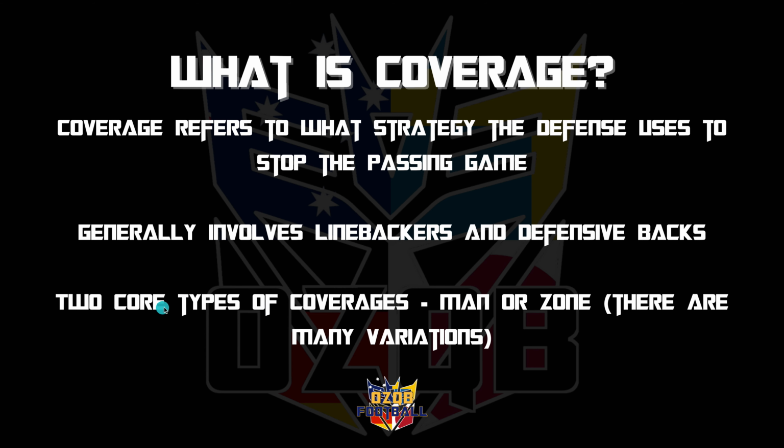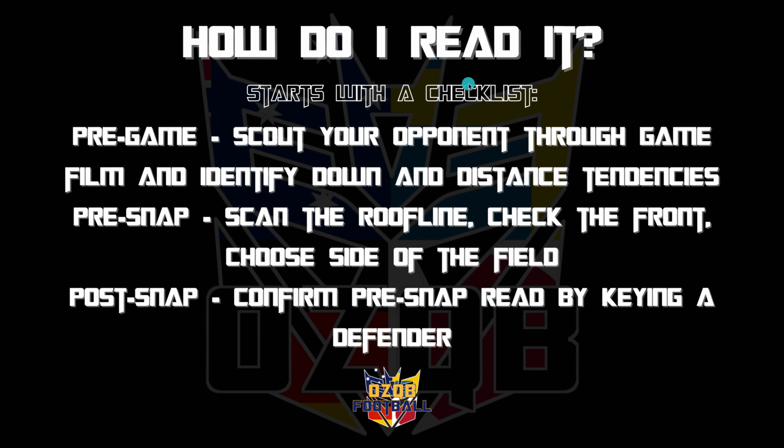Okay, there's obviously 2 core types of coverages: man or zone, and obviously in those 2 different categories, there's many variations. Okay, heaps of variations. We can't talk about them all today. It's impossible. All right. So, how do you read the defense? This is the checklist. So there's a pre-game, pre-snap, and post-snap thing you need to think about. Okay. So pre-game, like we said, there's so many different coverages. You need to whittle down the number of coverages by scouting the tendencies of the other team and in their down and distance, okay?